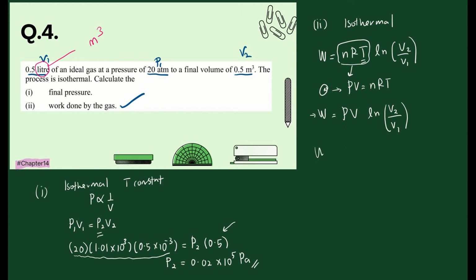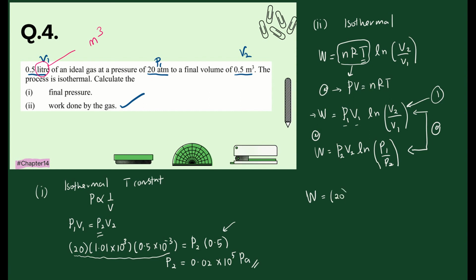Actually, you can also use PV ln P1 over P2. So it's up to you, as we have all the information to substitute in one of these equations. Let's say I choose the first equation. So work done is equal to, if you want to use P1, here is supposed to be V1. If you want to use P2, here is supposed to be V2. It's up to you. We have found all the values. So I use P1 V1, so it's going to be 20.